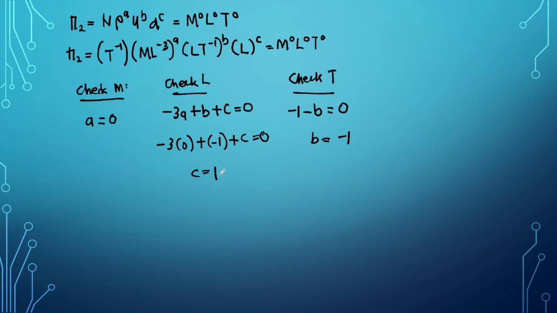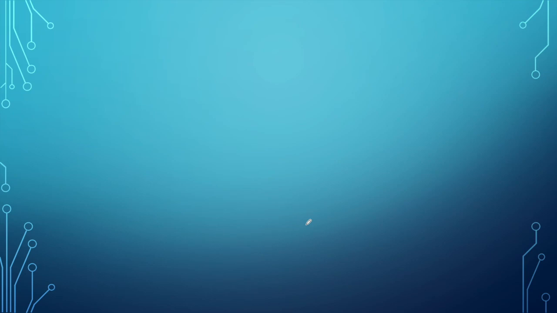So after you get these values, substitute inside this equation. So your pi 2 is equal to n rho to the power of A is 0, so rho power of 0, U is power of B is minus 1, and then D power of C is 1. Therefore, rho power of 0 is 1, therefore there will be no density terms in your pi 2. So it will be n d over u. So you already solved the second pi, and then we go to the next, pi 3.